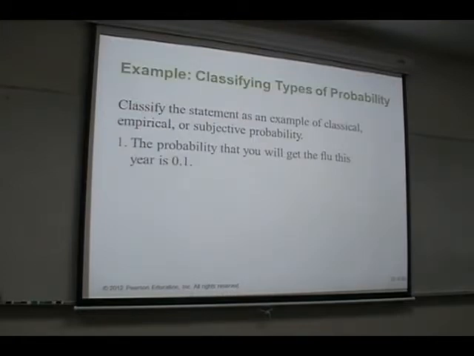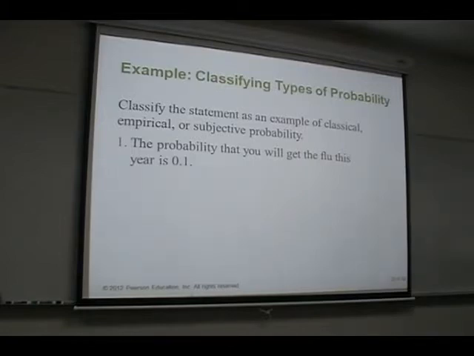Okay, so we've talked about classical, we've talked about empirical, and we've talked about suggestive probability. Now, they're going to want you to be able to classify between the three. It says that the probability that you will get the flu this year is about 0.1, so about a 10% chance of getting the flu this year. So do we think that's classical, empirical, or just an educated guess?